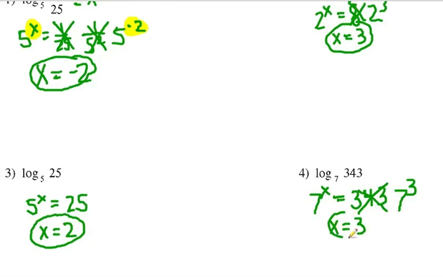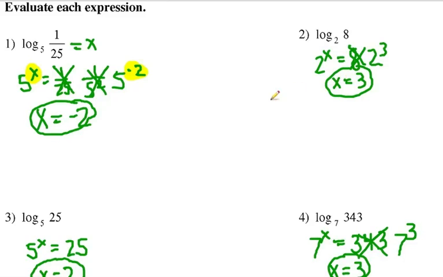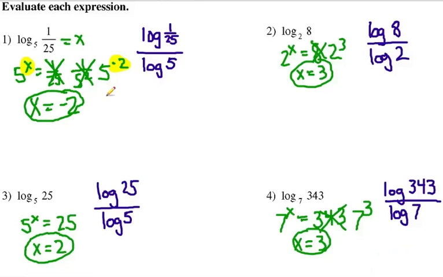All right, now let's grab our calculator and see if we can figure this out with the log change of base formula. So we're going to say log base 10 of 1 over 25 over log base 10 of 5. All right, so log base 10 of 1 over 25 is really log of 0.04 over log of 5.